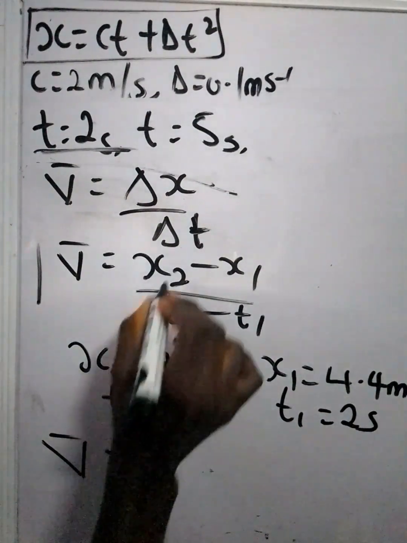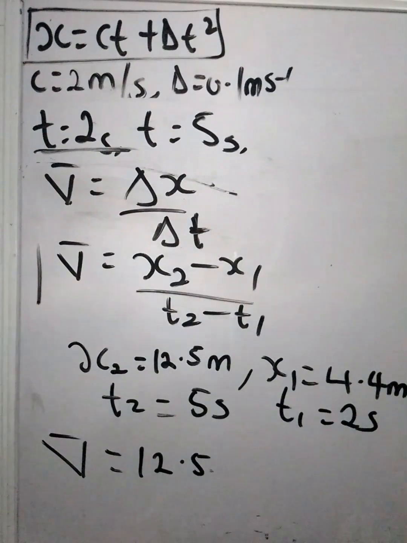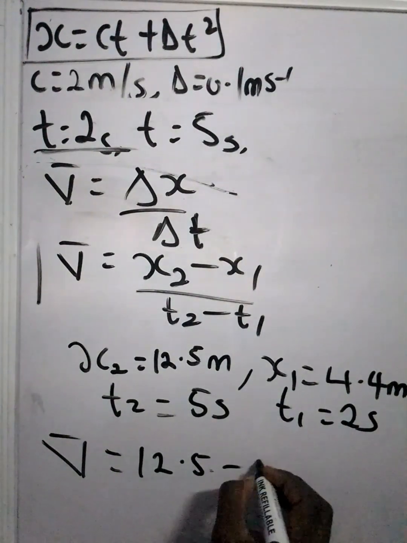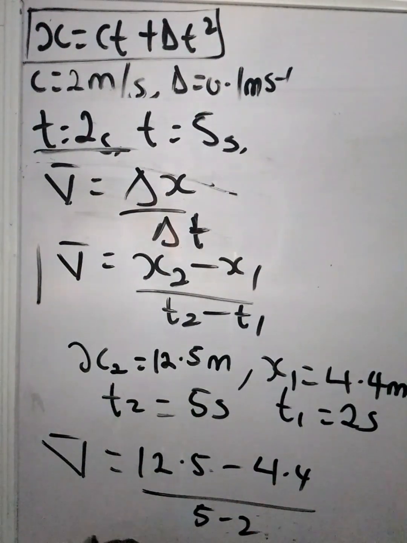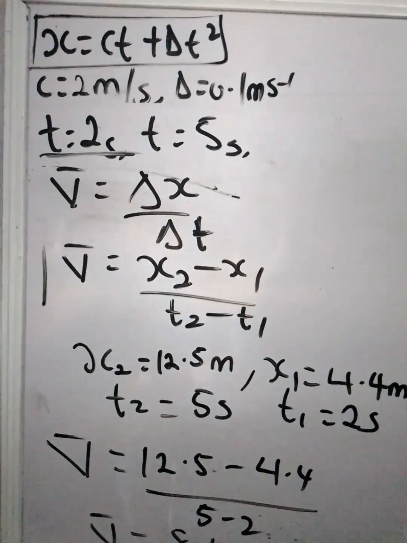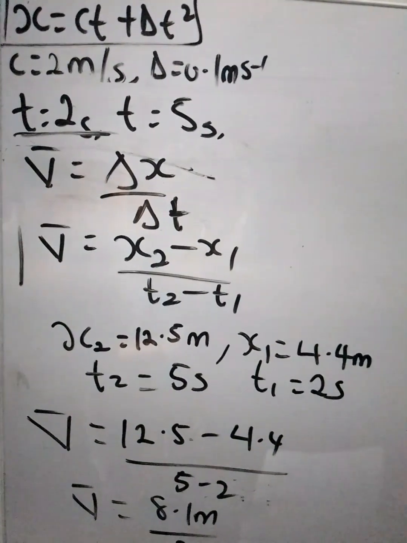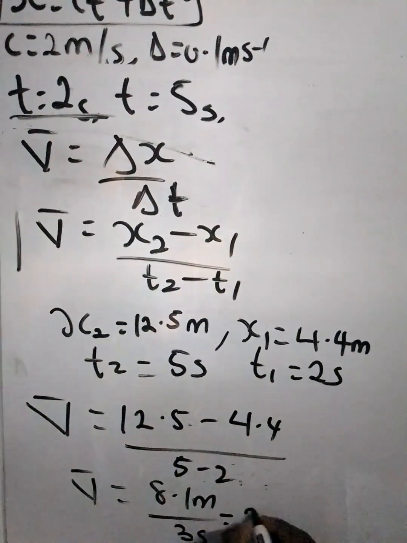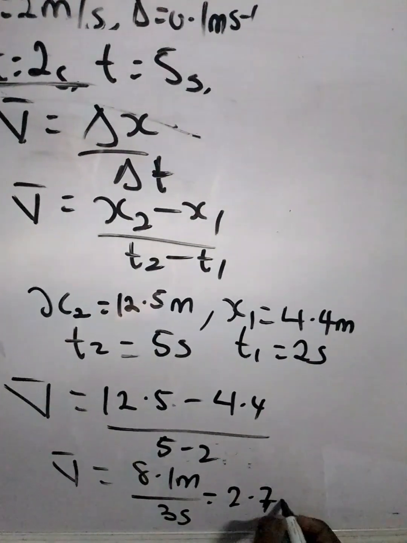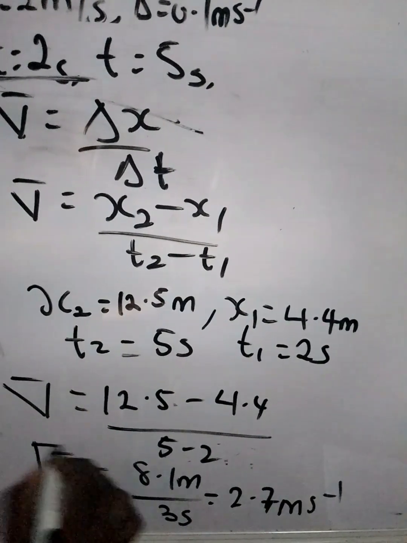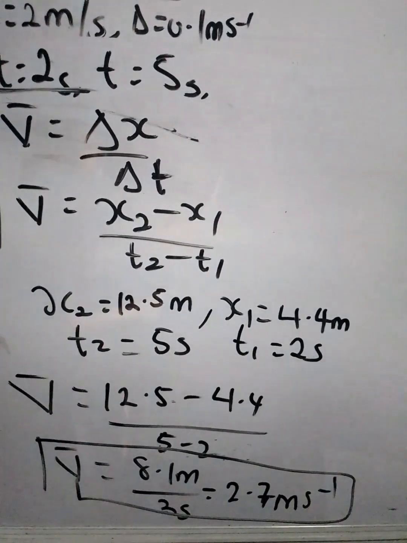Average velocity is what? Everybody, what's our s2? That's 12.5, right? Minus 4.4 over 5 minus 2. Everybody, what is the difference between 12.5 minus 4.4? That's 8.1, over 5 minus 2, which is 3 seconds. Everybody, help me to divide it. That's going to be 2.7. Now, if you check, this one is meter per second. So our average velocity is 2.7 meter per second.